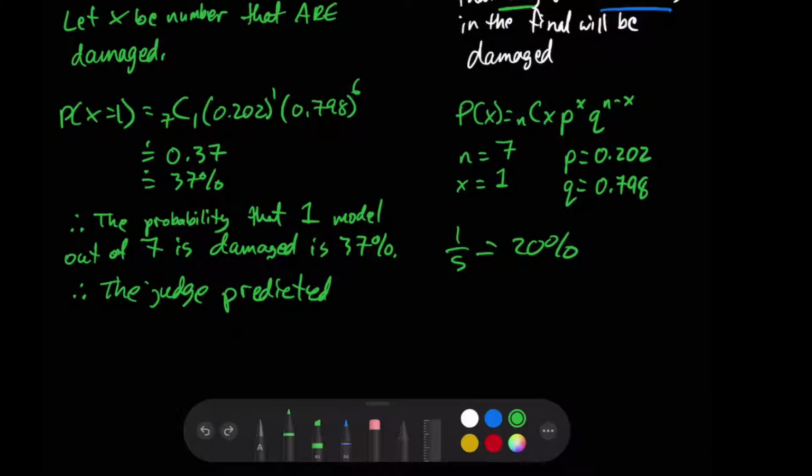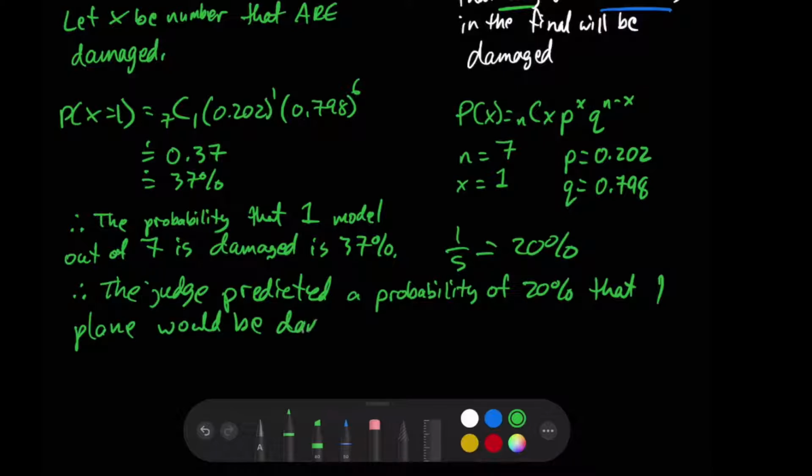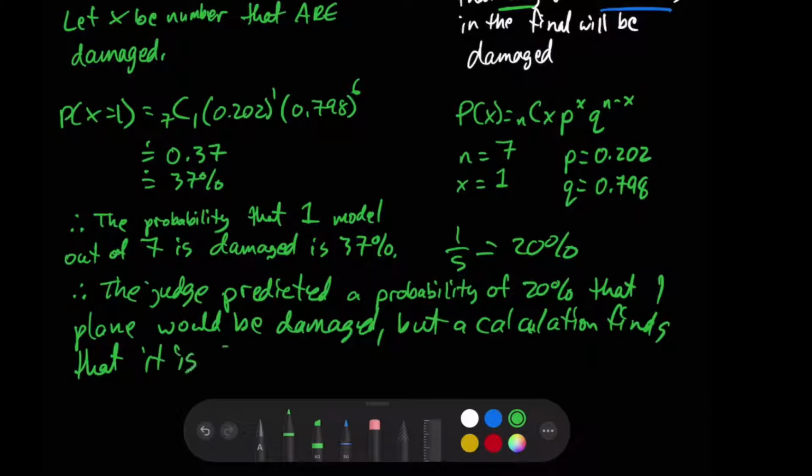I want to use the word probability here. I don't want to start using odds and chance. The judge predicted a probability of 20% that one plane would be damaged, but a calculation finds that it is 37%, and the judge is wrong.